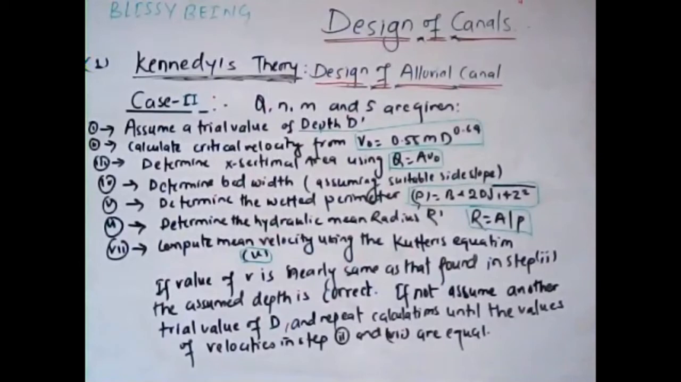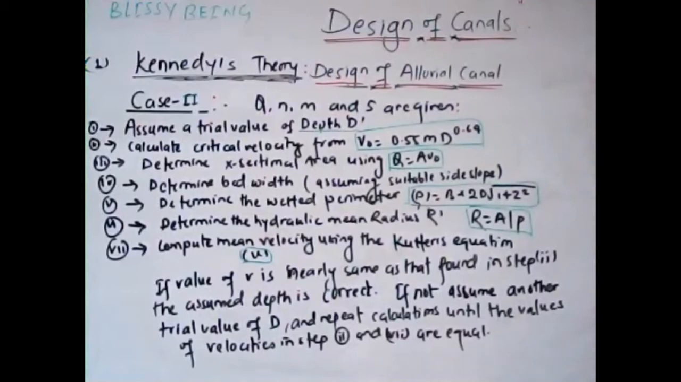For this, in step 1, we need to assume an arbitrary trial value of depth D. So the depth of the canal is assumed first. After assuming a trial value, we need to calculate the critical velocity V0. You can use V0 equals 0.55 m D to the power 0.64. So you can find out the critical velocity from this expression.